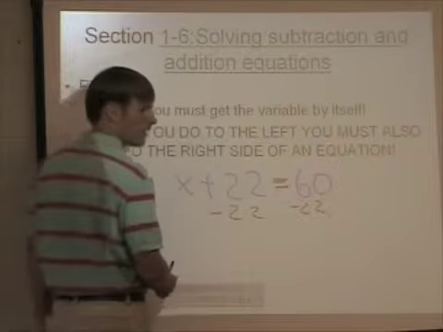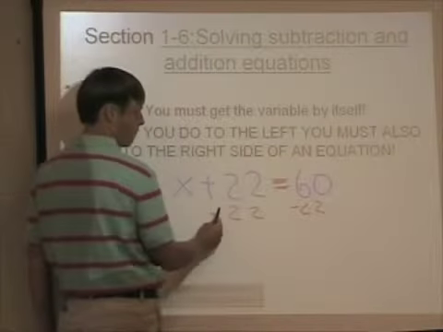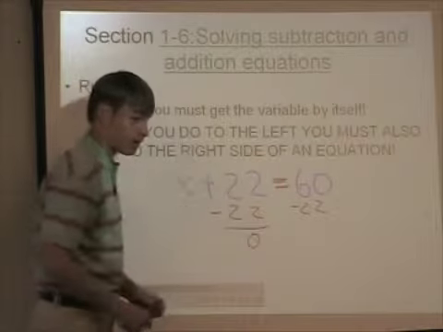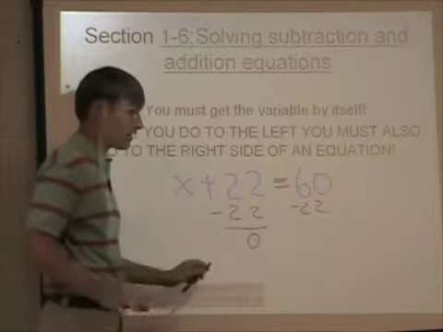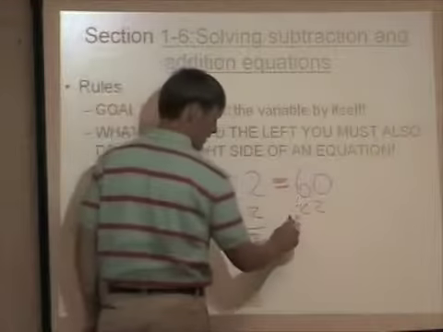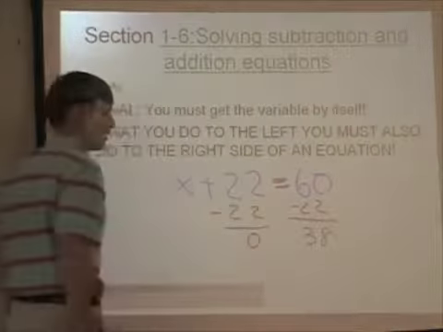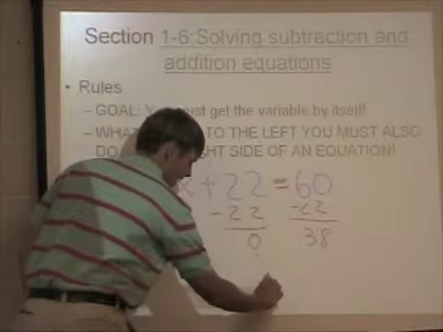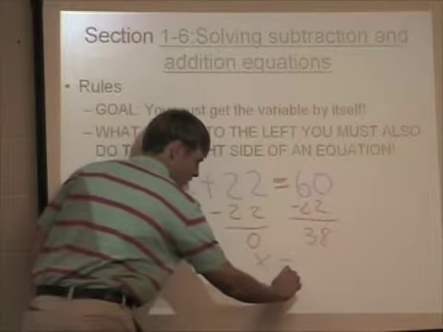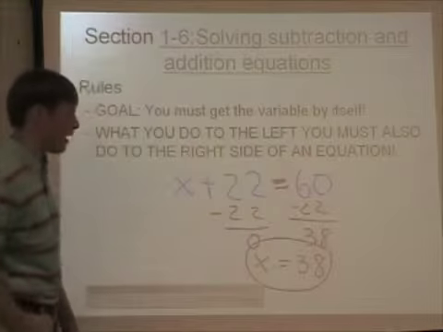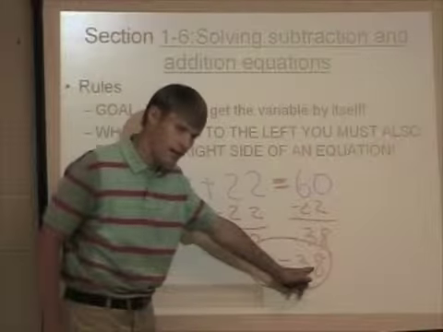Now, when I do, look at this, when I do positive 22 minus 22, what do I get? 0. So we subtracted him. You're fired. He's gone, isn't he? Nothing there. Now, 60 minus 22 is 38. So now what do you put the answer in? 38. X equals 38. Now guys, can you have a problem where only the answer is 38?